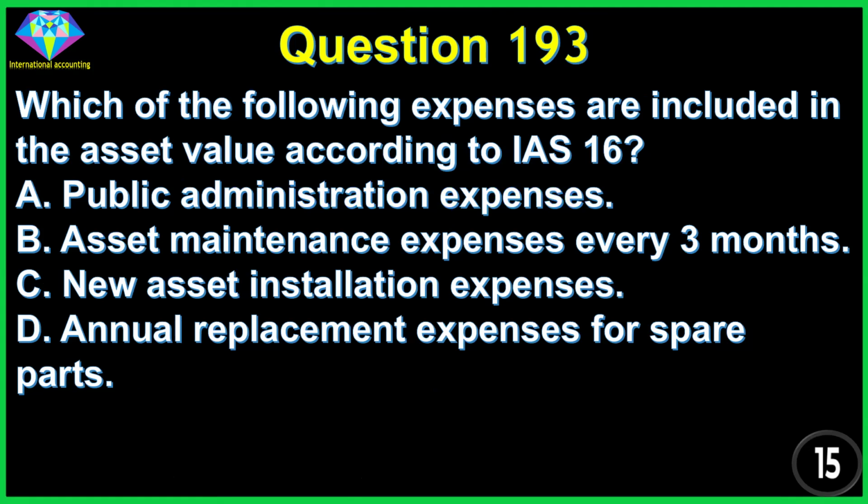Which of the following expenses are included in the asset value according to IAS 16? A. Public administration expenses. B. Asset maintenance expenses every 3 months. C. New asset installation expenses. D. Annual replacement expenses for spare parts. The answer is C. New asset installation expenses.